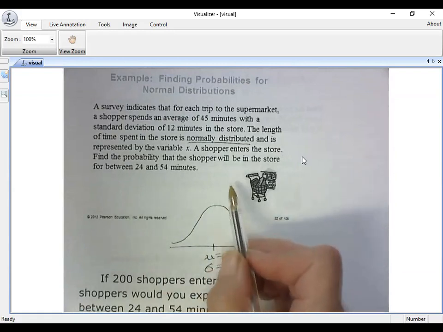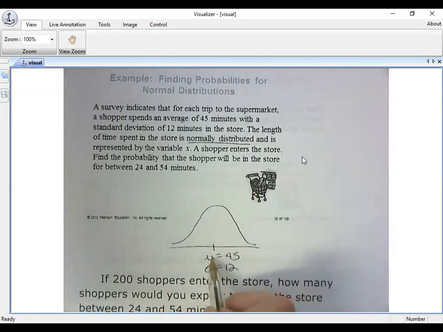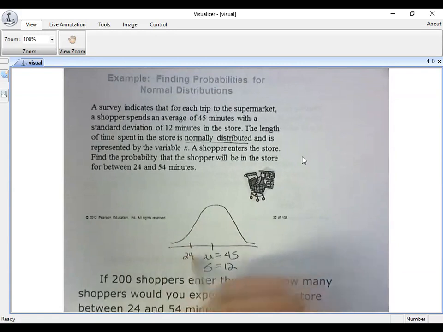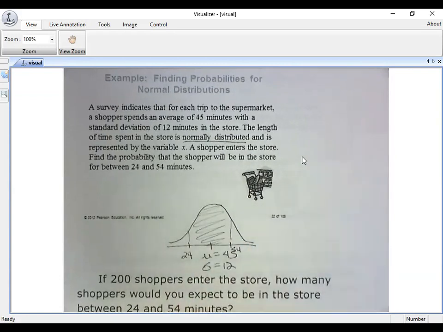Okay. Now, what is my question asking me to find? Yeah, the probability that a shopper would be in the store between 24 and 54 minutes. Now, 24 would be on which side of the mean? Somewhere over here on the left. 54 would be on the right side. So I'm wanting the probability of this area. That's going to give me the likelihood that some shopper would be there somewhere between 24 and 54 minutes. Now, are these z-scores or are these x values? X values. If I want to use the table, I got to do what with them?